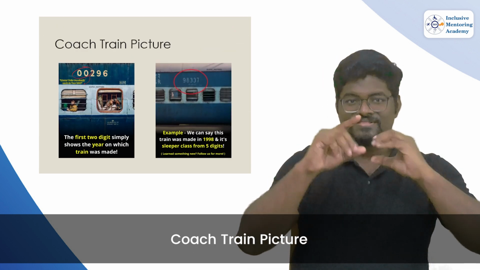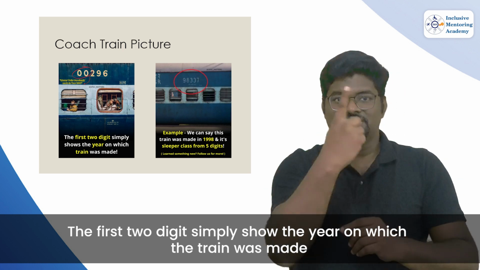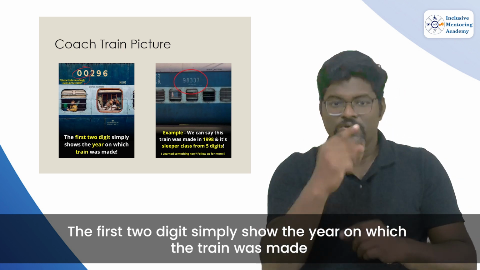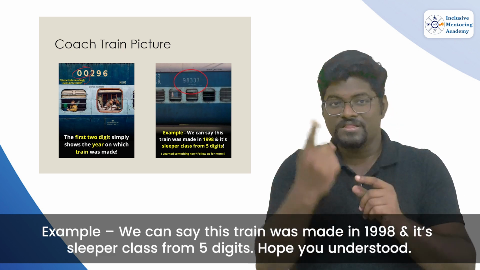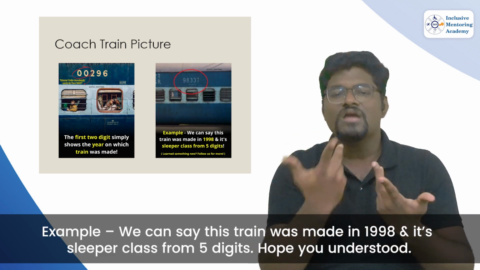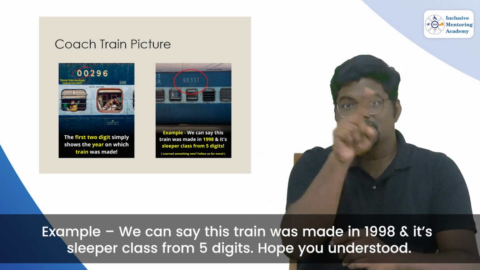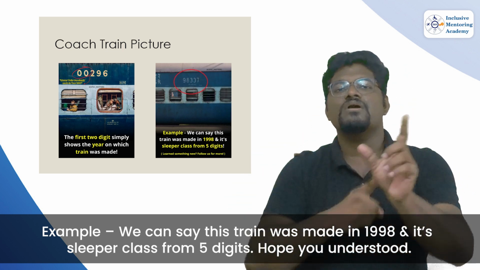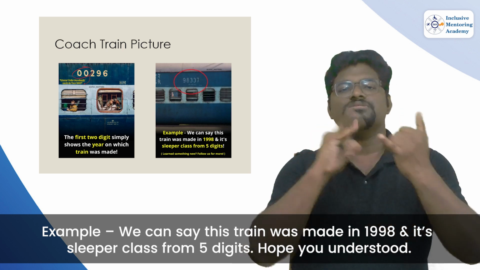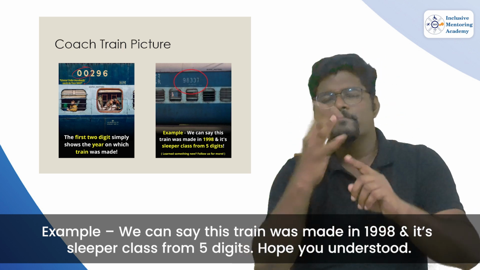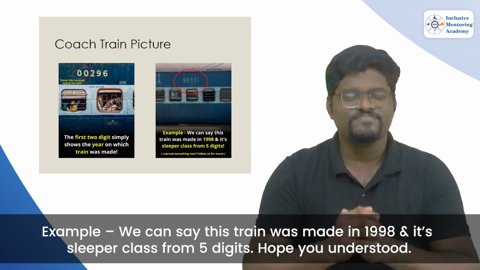Coach train picture. The first 2 digits simply show the year in which the train was made. Example, we can say this train was made in 1998 and it's sleeper class from the 5 digits. Hope you understood.